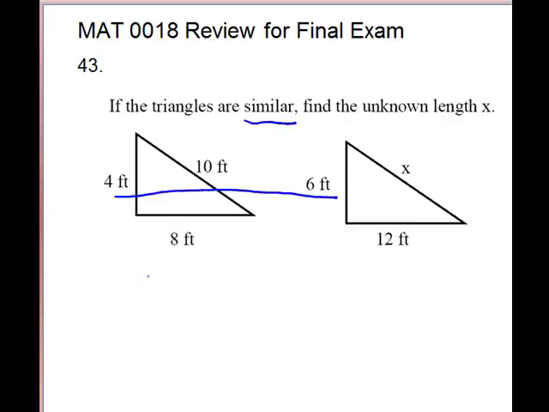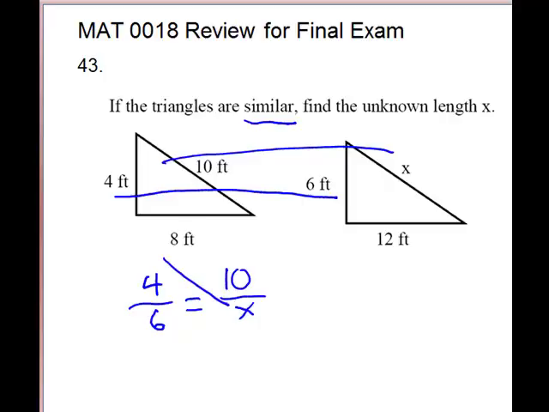So I'm going to choose 4 to 6 is the same ratio as 10 to x. Now we have a proportion. We can solve cross products. 4 times x is 4x. 6 times 10 is 60. Divide by 4. You will get x equals 15. So this length is 15 feet.